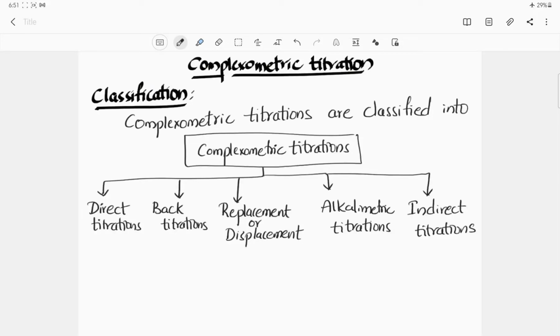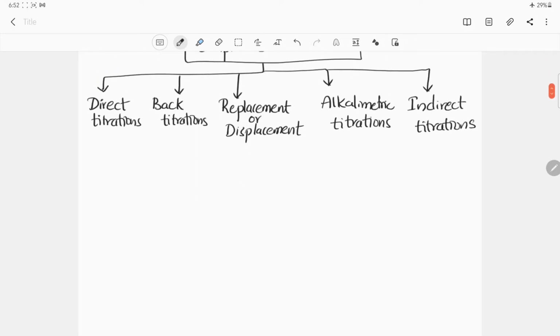Good day to all. Today's topic is classification of complexometric titration. It is classified into direct titrations, back titrations, replacement or displacement titrations, alkalimetric titrations, and indirect titrations. We'll see in detail.